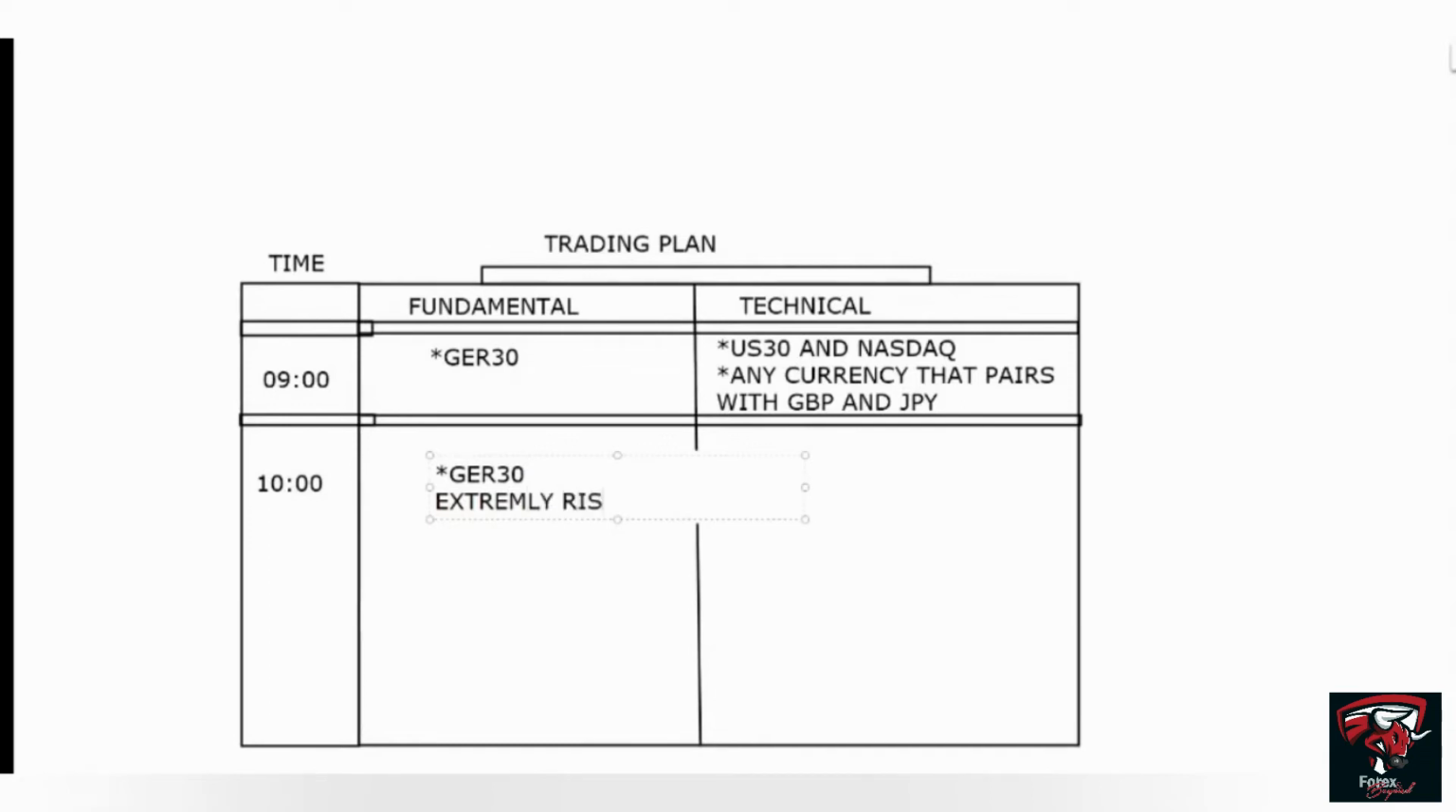Extremely risky, and it pays as well. And it pays most. So now you know the time, 10, it will be you fighting this one, German 30.